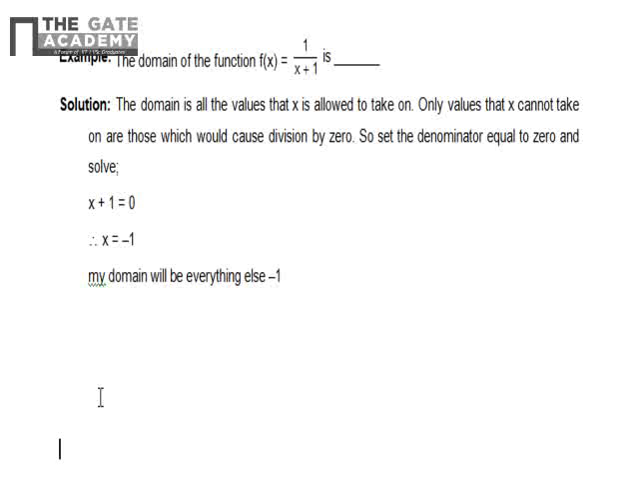Now this is the next example, the domain of the function f(x) is equal to 1 upon x plus 1. We know that the denominator should not be equal to 0. That means x cannot take the value of minus 1. So the domain will be everything else except minus 1.